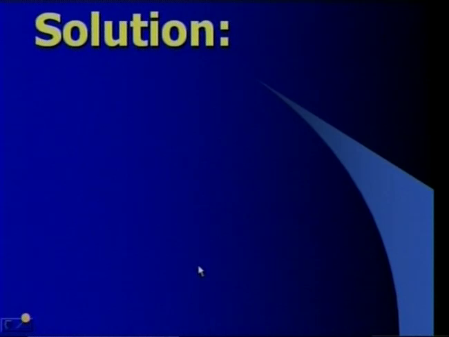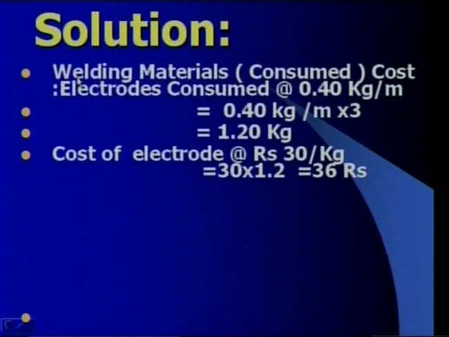For this, let us go for the solution. First, let us calculate the welding materials consumed. Welding material is nothing but electrodes consumed. For that, let us calculate the cost of the electrode consumed. We multiply 0.4 kilograms per meter by the length of the weld, that is 3, and we will be getting 1.2 kilograms. Then if we multiply 1.2 with the 30 rupees, we will be getting 36 rupees, that is the cost of the electrode.